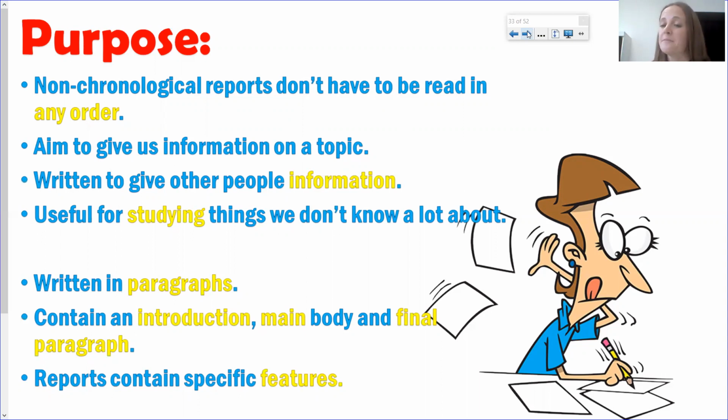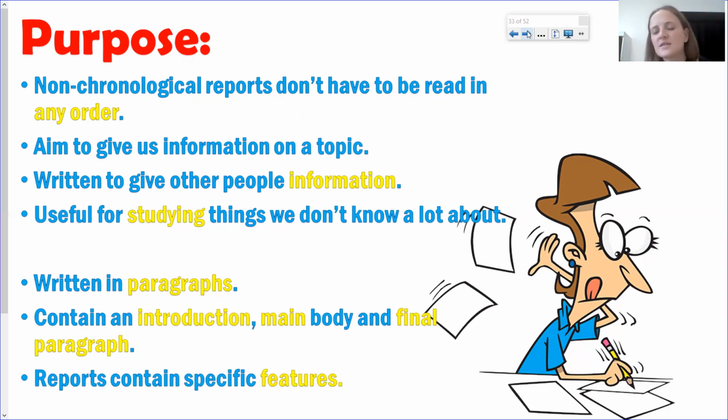They are written in paragraphs, and these also have subheadings for each paragraph, and the subheadings link to the paragraph they are written above. They contain an introduction, a main body, which would be where the different sections of information would be, and a final paragraph. And they also contain specific features.